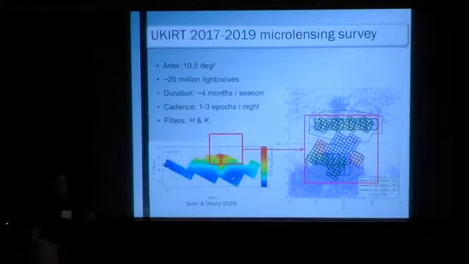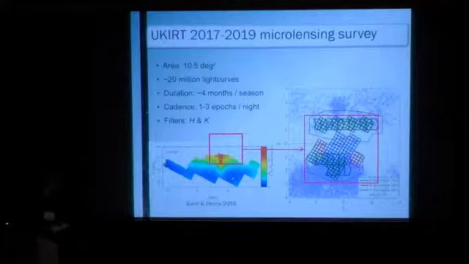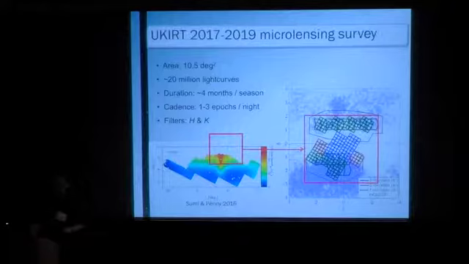As a reminder, the UCURT survey is two-thirds through its main survey. We've got our last season this year. It's a near-infrared microlensing survey, so we're getting right into the center of the galaxy. But it's relatively small. It's from Hawaii, so we only have a couple hours a night to observe the bulge, and just a few epochs per night over maybe 4 months.